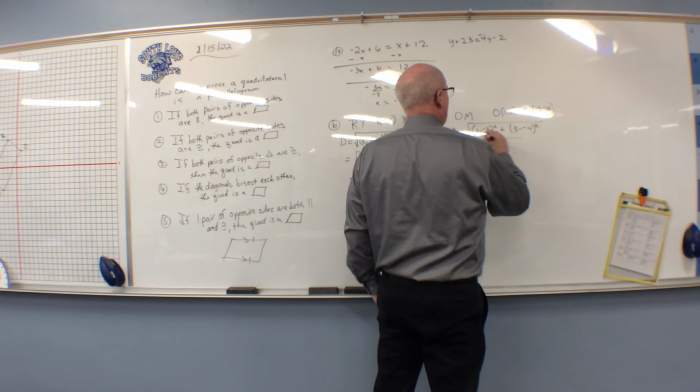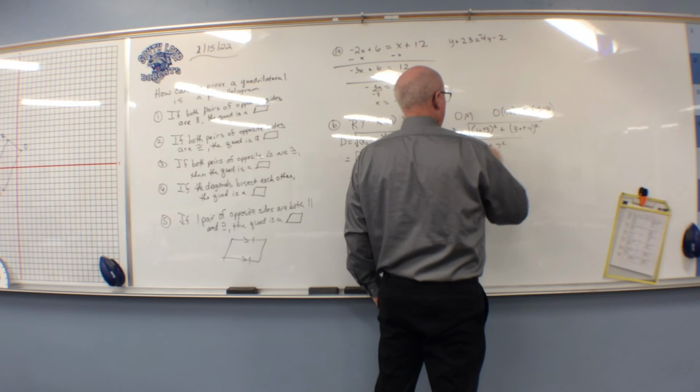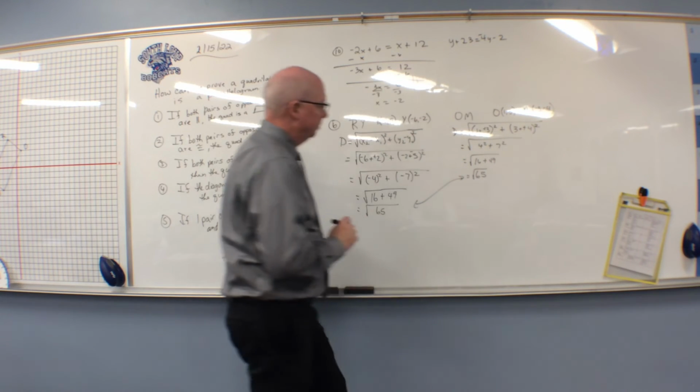So I'm going to do plus a positive, so I have 4 squared plus a positive 7 squared. So I'm getting the square root of 16 plus 49. Does that look familiar? It does. All right, we both got the square root of 65. So they're both the same, right? Okay.